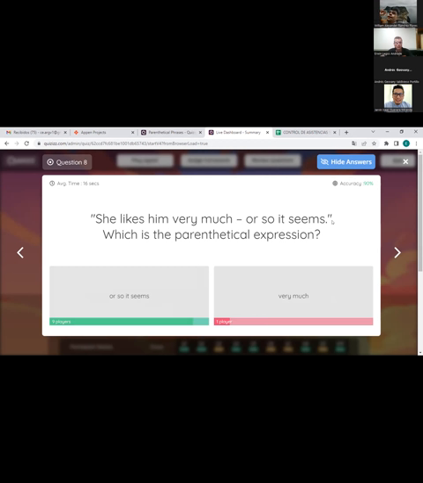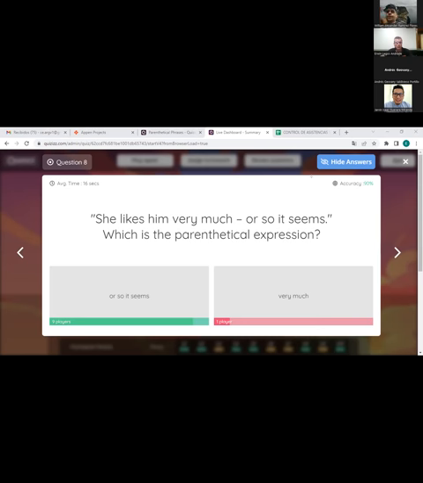"He likes it very much, or so it seems." What is the parenthetical expression? Number one, "or so it seems." Yeah, right. So which is the parenthetical expression? "Or so it seems," because this is the extra information. Class, what are we using to add this extra information? How do you call this? Dashes, long dashes. Long dashes, very good. So why is it that we only have one long dash in this sentence? Because it's at the end of the sentence. Yeah, right, because it's at the end, it's not in the middle. There we go, great job.